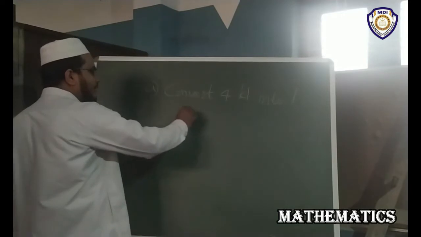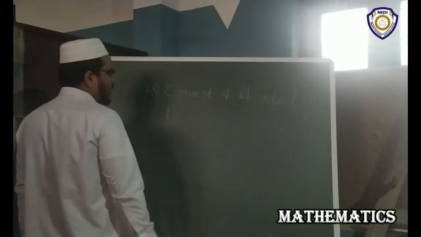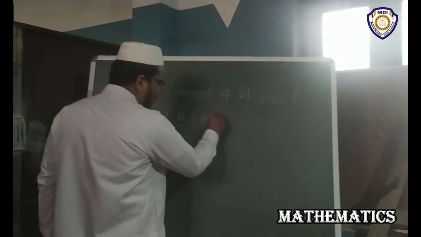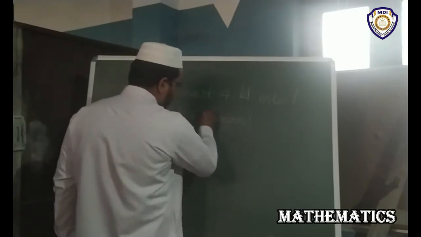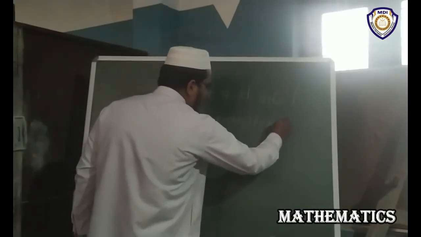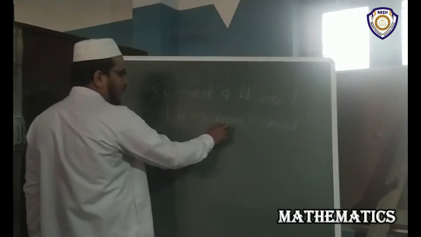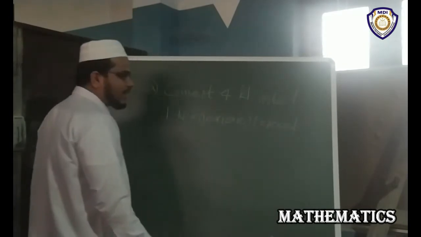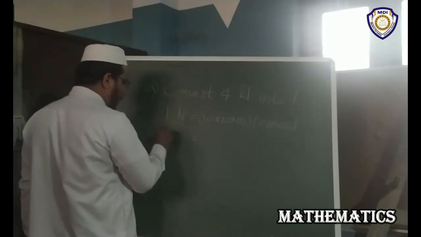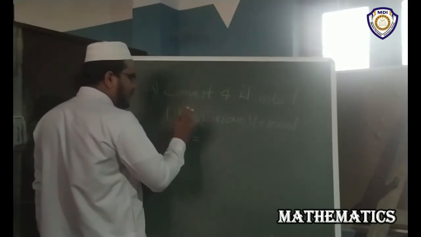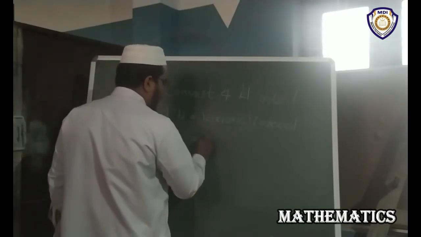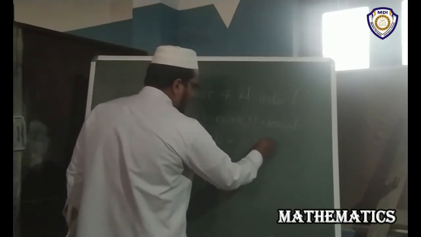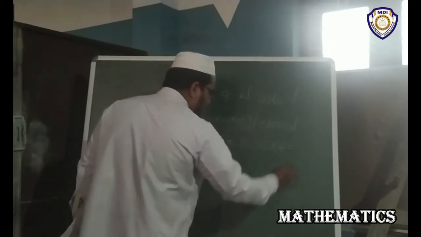Yes, you can convert. First you have to find out 1 kiloliter is equal to 10 into 10 into 10 liter, means 1000 liter. Okay, 10 into 10 is 100, 100 into 10 is 1000. Then 1 kiloliter is equal to 1000 liter. Then you can say, therefore, 4 kiloliter is equal to 1000 into 4 or 4000.